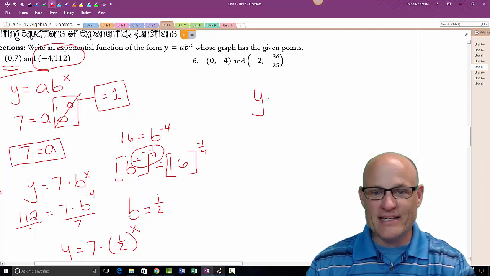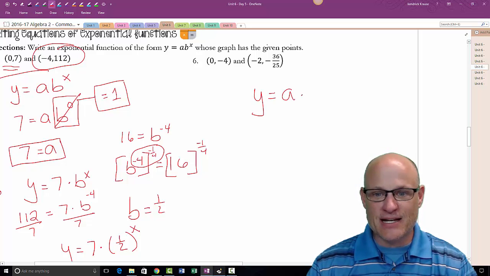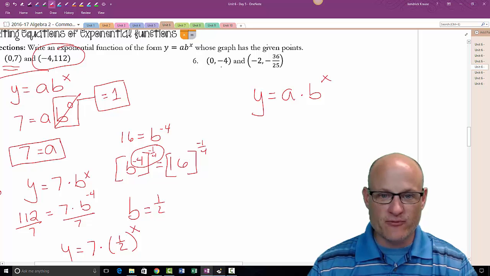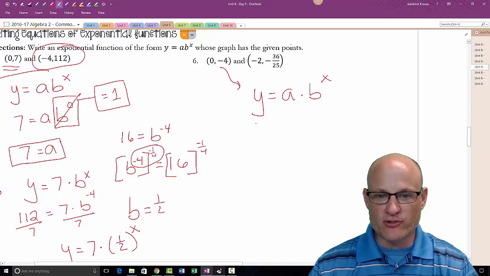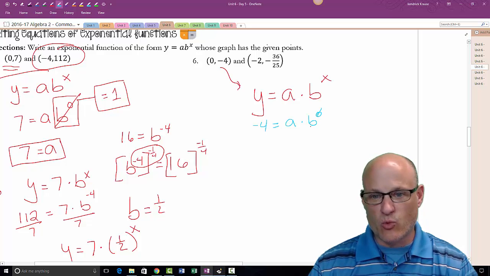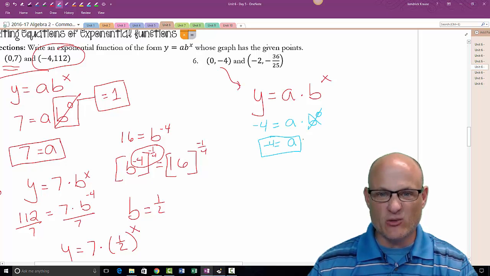So y equals a times b to the x. I'm going to plug this one in first. Let me do a different color so that you can differentiate. Negative 4 is equal to a times b to the 0. Remember, b to the 0 is just 1. So now I have a is equal to negative 4. Halfway there.